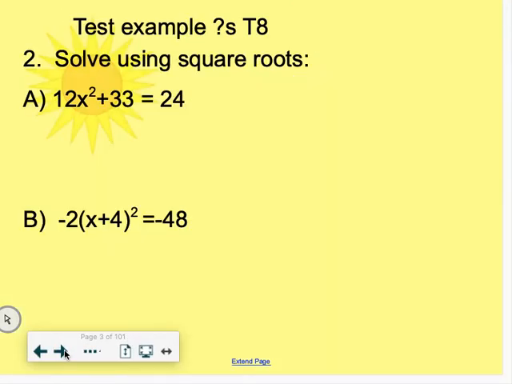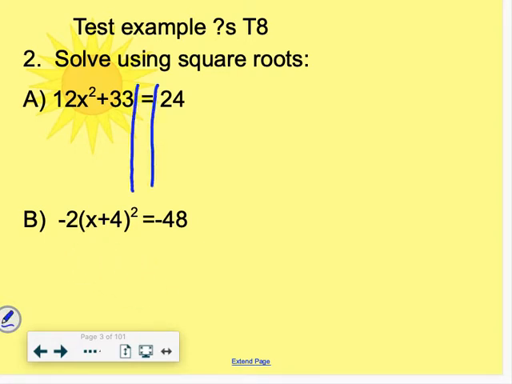The next 2 problems are using square roots, and this method goes pretty quick and is pretty good when this works. But remember, this only works if there's only an x squared term, or something squared like in part B. If you were to expand part B to x squared plus 8x plus 16 by doing x plus 4 times x plus 4, now it has x squared terms and x terms, and you can't use square roots anymore. But if you leave it in the form that it's in, you can use square roots.